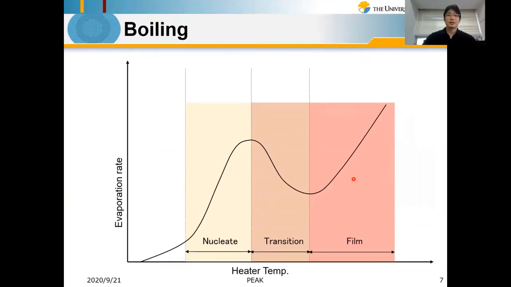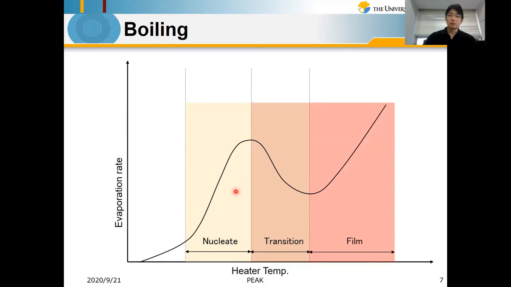In the next, I will talk about boiling. I guess everybody knows boiling, right? I believe that you know the boiling point. Boiling point is a boiling temperature, okay? And then I guess you at least know the boiling point of water. It is 100 degrees C.